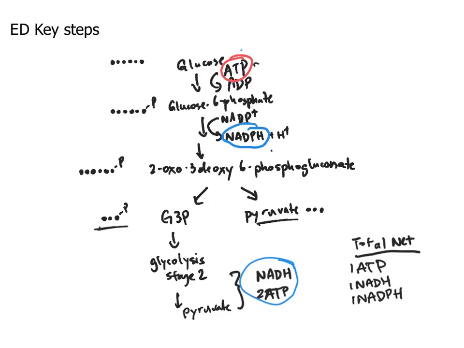So you end up not generating as much ATP, right? Because you generate more ATP going through glycolysis stage 2, whereas this one, all we generated here was this NADPH and it went straight to pyruvate already, right? So we lost all this energy created here. Is the one from the ED pathways.